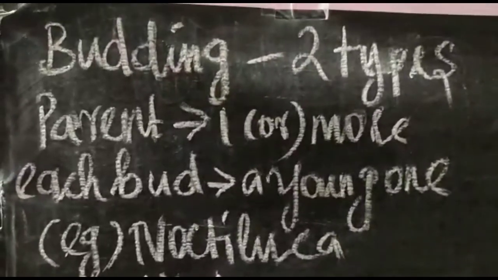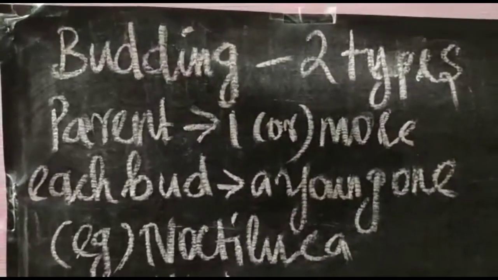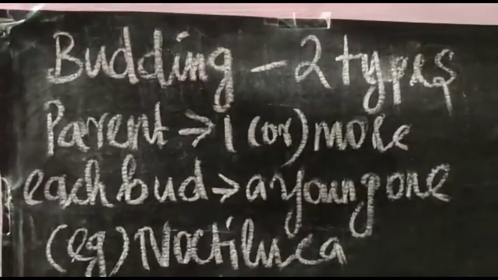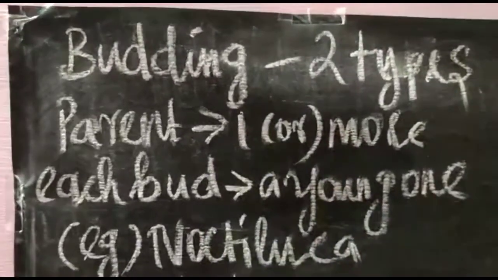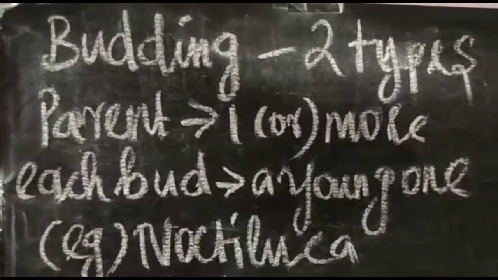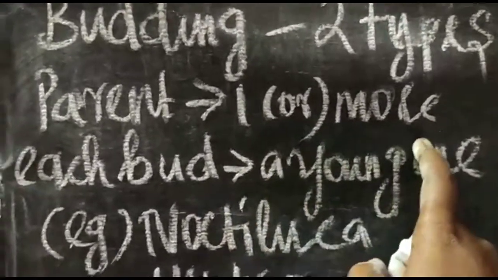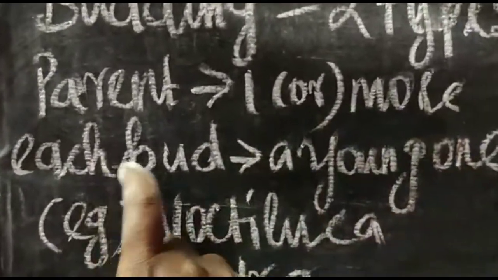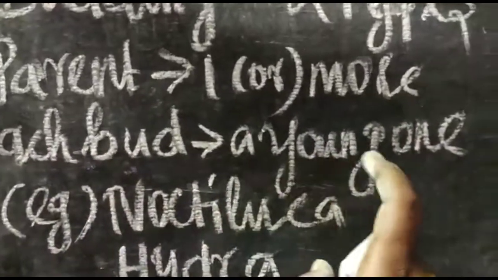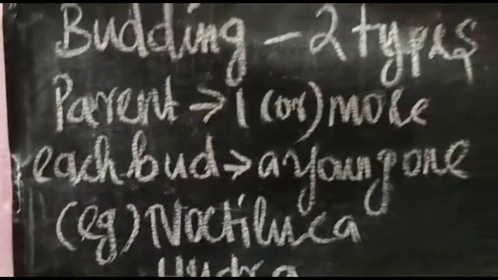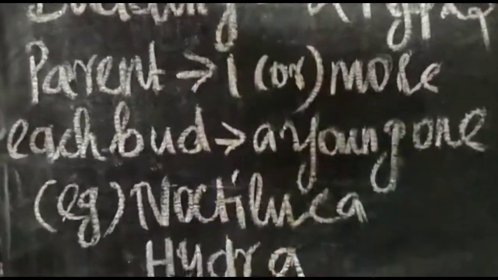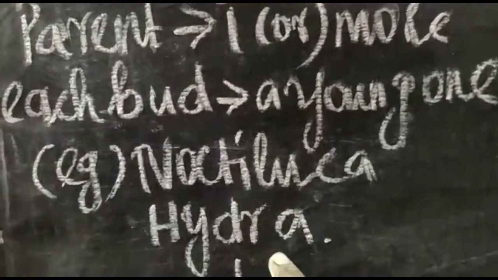Students, today we are going to learn about budding and the gemmules in sponges. What is the definition of budding? The parent body produces one or more buds, and each bud grows into a young one. This is the definition of budding. Examples of budding are Noctiluca and Hydra.